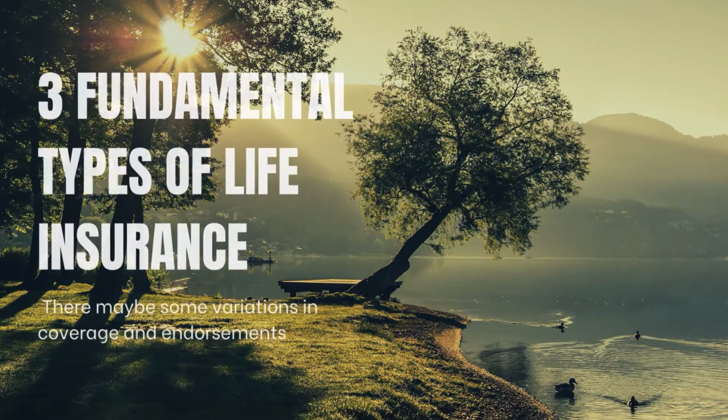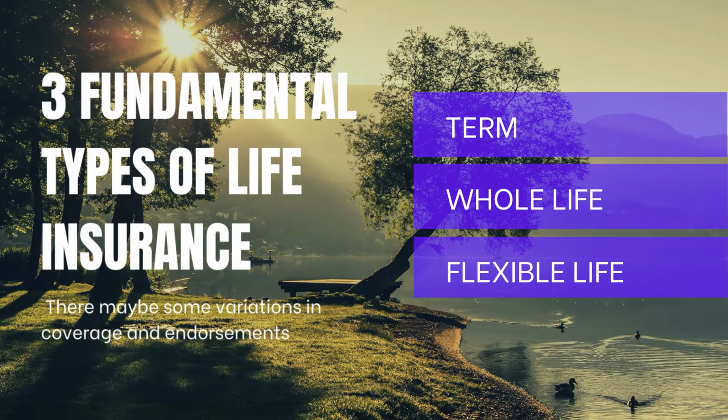Though each company may call it by different names, and there may be some variations in coverage and endorsements, there are fundamentally three types of life insurance: term, whole life, and flexible life. Which product is best is dependent on the need of the clients and usually determined in the discovery conversation. For an agent to be most effective in making recommendations for their clients, they must first understand the policy they represent. Let's break down the different life policies and see how it works.